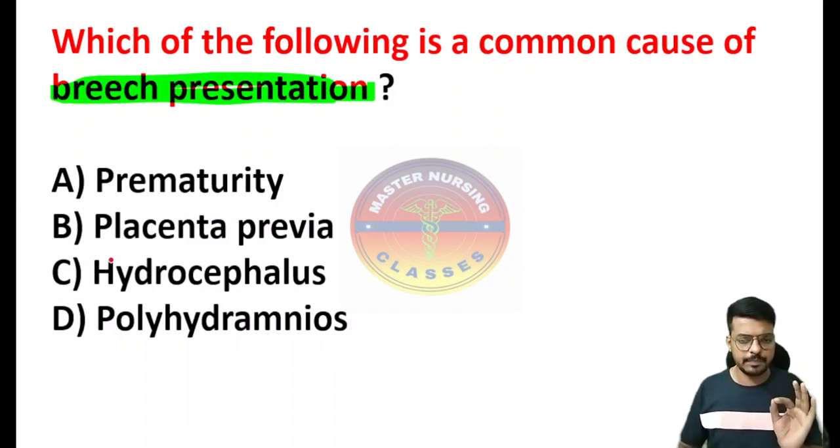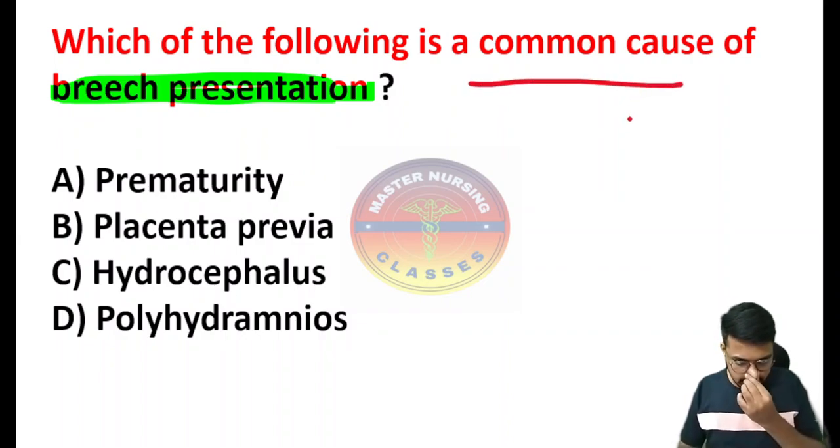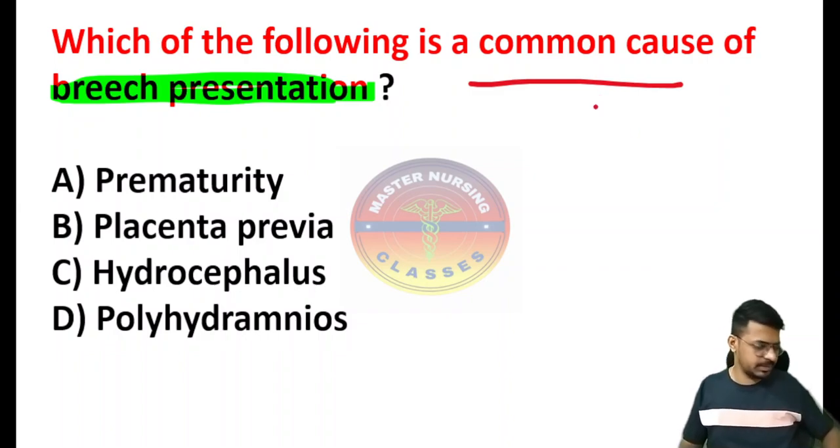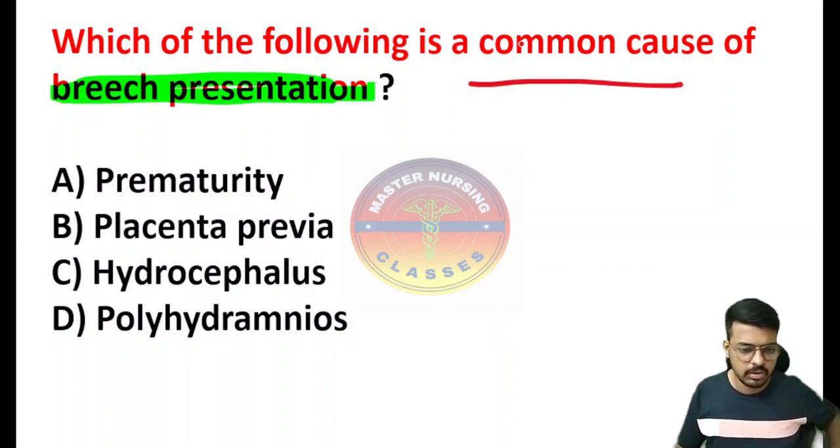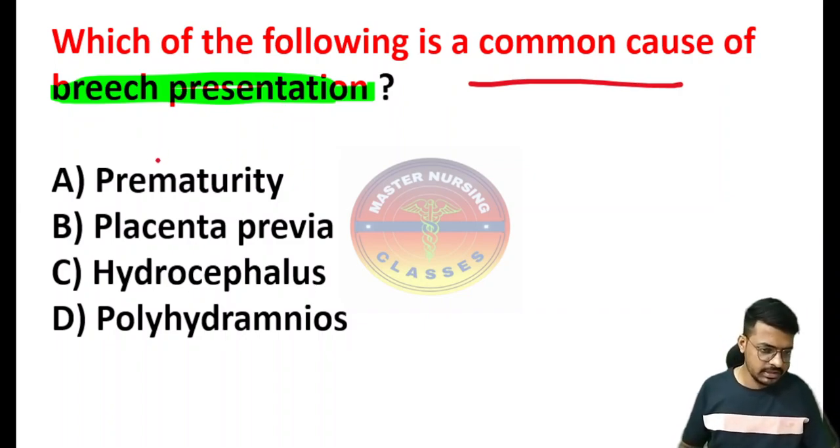Yes, all four options are responsible for causing the breech presentation, but the question is about the most common cause. I want your active participation in the comment box. So who all are live in the session, do comment in the comment box, right? Which of the following is a common cause of the breech presentation? Option A is prematurity. Option B is placenta previa. Option C is hydrocephalus. Option D is polyhydramnios. So what is the correct answer for this one?